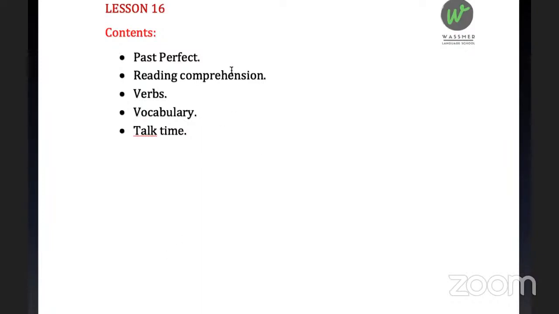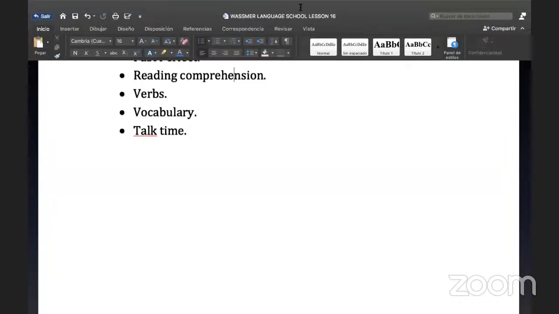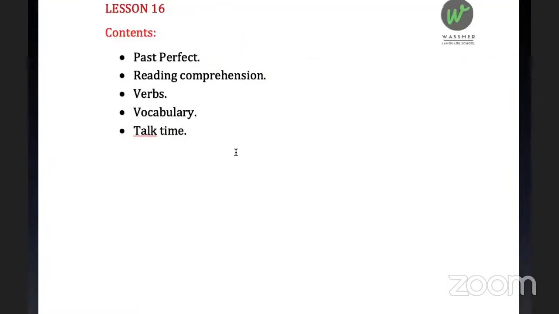For today's lesson, we are going to learn about past perfect, reading comprehension, vocabulary, verbs, and we have talk time. And let's begin first of all with the past perfect.